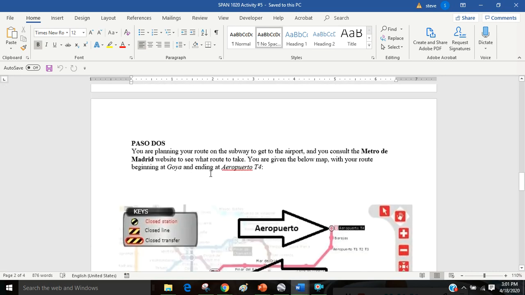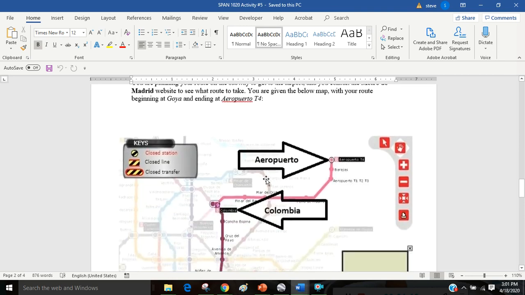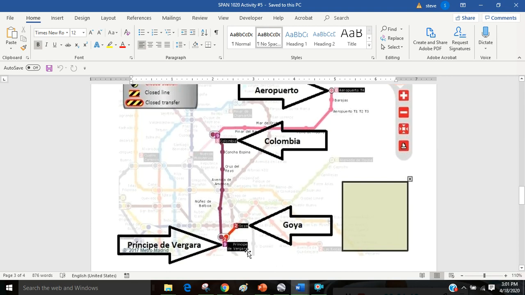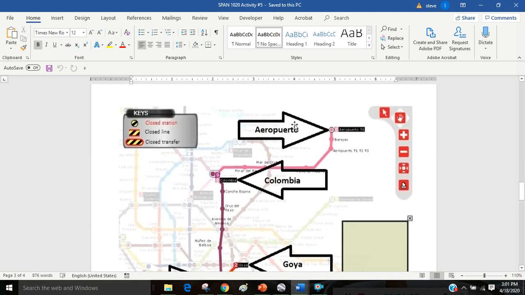Paso dos. You're planning your route on the subway to get to the airport, and you consult the Metro de Madrid website to see what route to take. You're given the below map with the route beginning at Goya and ending at Aeropuerto T4. So you're going to begin at Goya, which is right here. Take the 2, take the 9, and these are the names of the stations. It's a little hard to read, obviously, but Príncipe de Vergara, Goya, Colombia, Aeropuerto, T4.